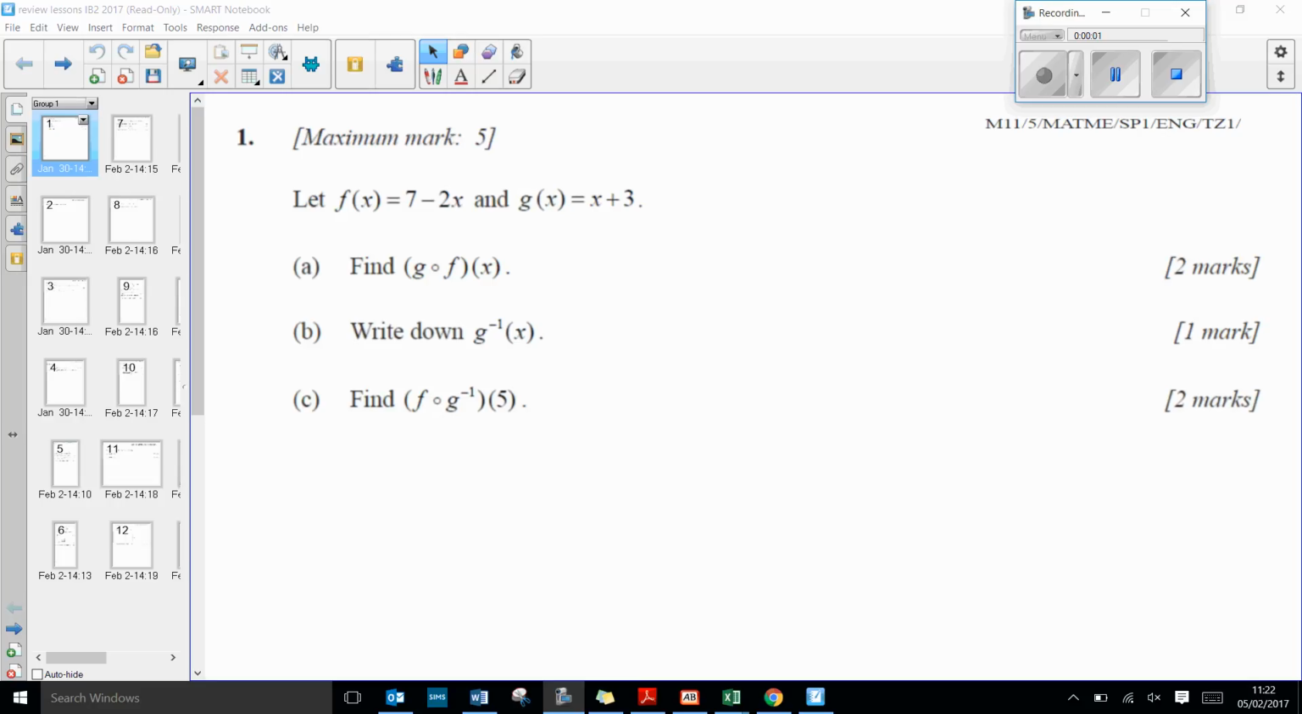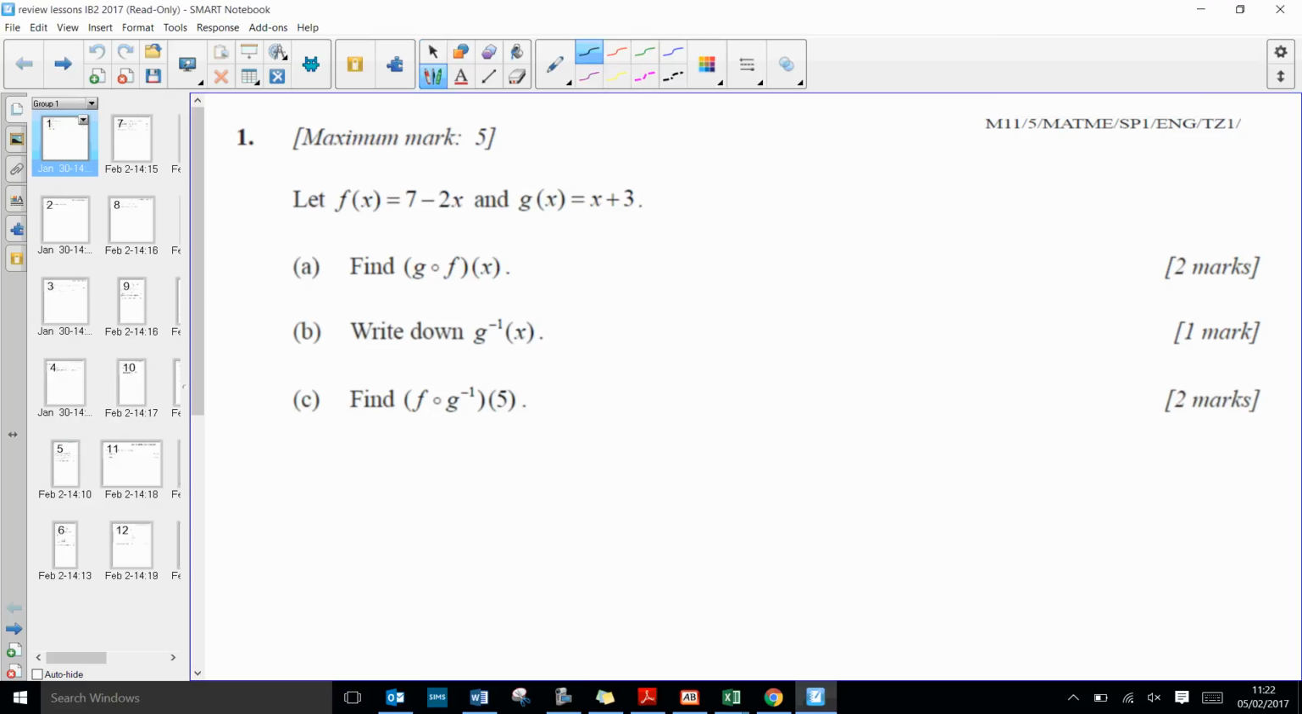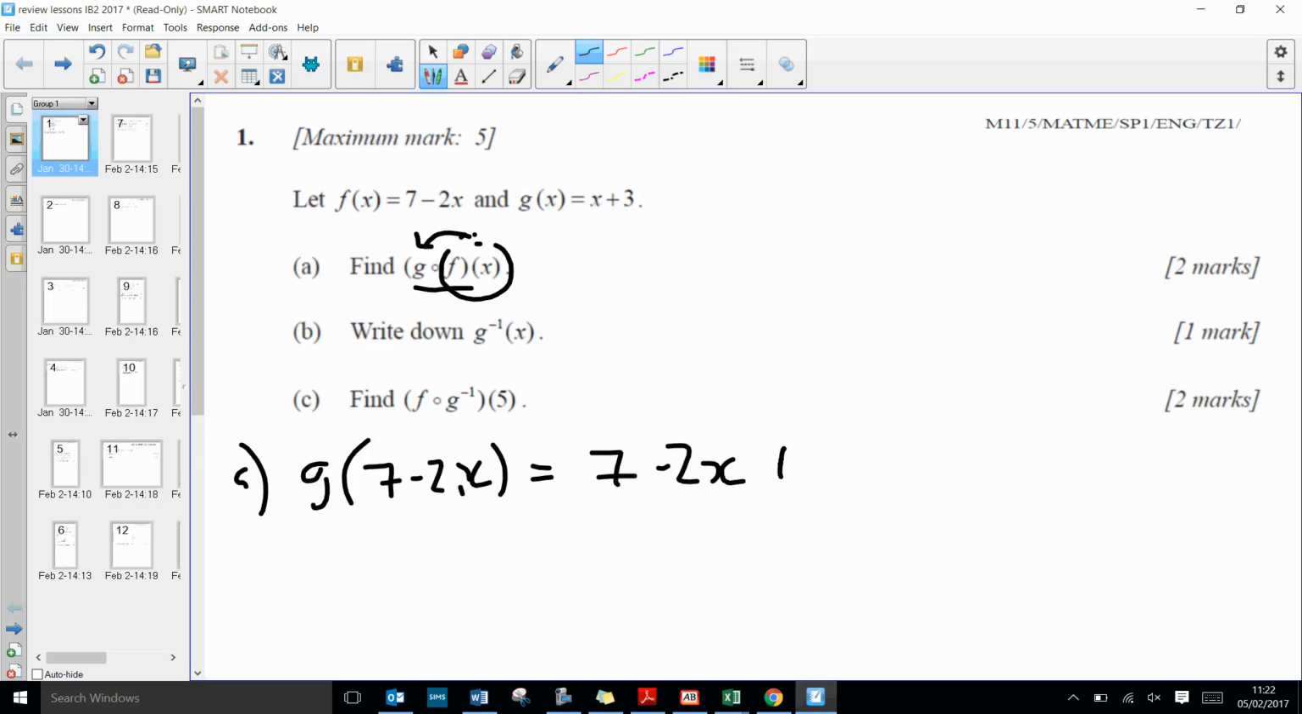Questions are all paper 1, so we can't use a calculator. So it's a functions question. Number 1a has g of f, which indicates that f is going into g. So function g is x plus 3. So if we're doing g of 7 minus 2x, that means that we're going to have 7 minus 2x plus 3. Joining like terms, that's 10 minus 2x.